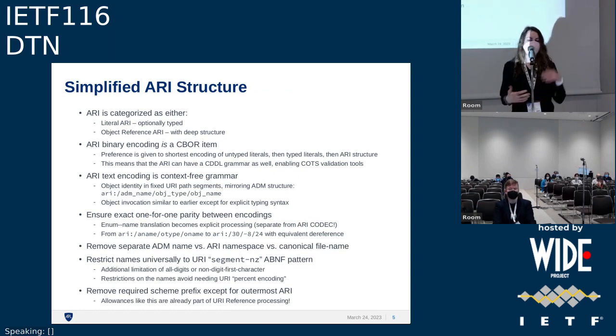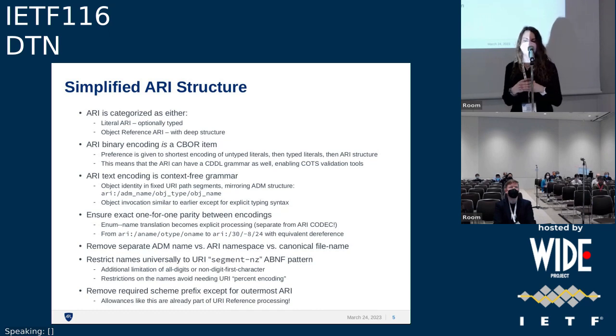Moving towards simplification, the changes made to the ARI structure itself were first the explicit categorization of ARIs. An ARI is either a literal or an object reference. There's no overlap in those sets. Second, an ARI in its binary encoding is now a CBOR item. So we're able to use CDDL to define that schema. And we can also use COTS validation tools to both validate and generate that CBOR. The text encoding is a context-free grammar.